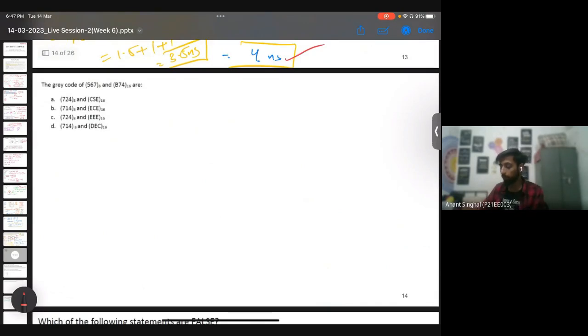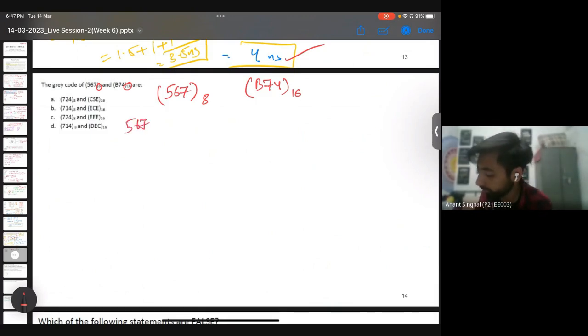It says: gray code of 567 to the base 8 and B74 to the base 16. You need to be quite careful reading these notations, as one is an octal number and one is a hexadecimal number. So again we'll do the same thing as we did in the last part. 567, first we'll convert it to binary. 5 is nothing but 101, 6 is nothing but 110, and 7 is 111. So this is the binary conversion.